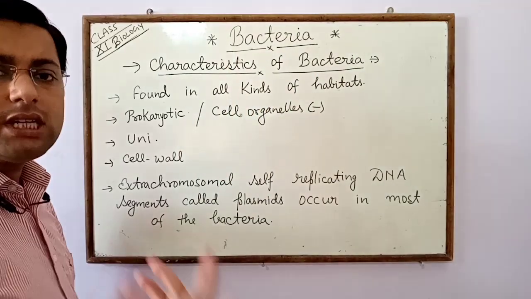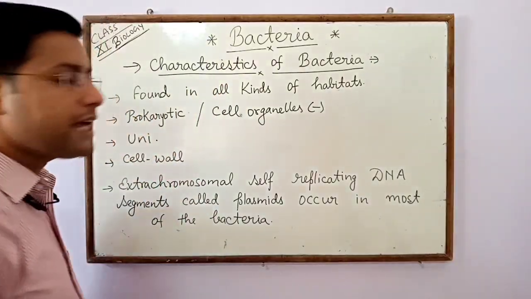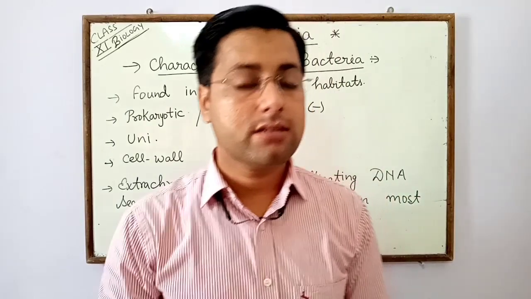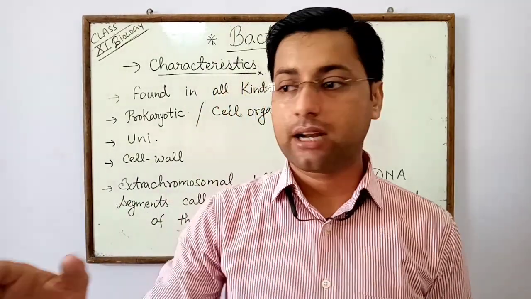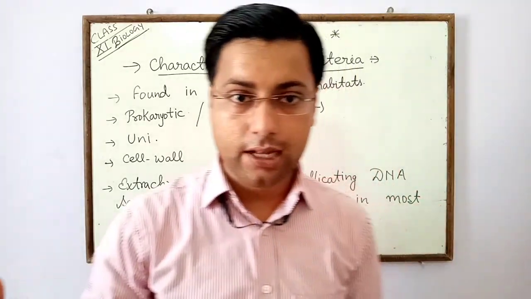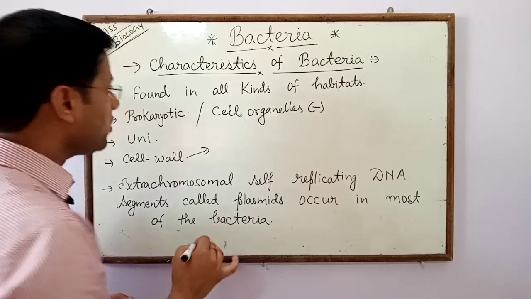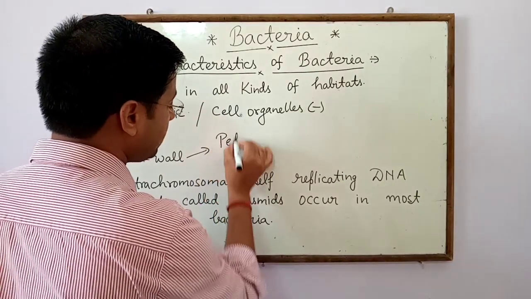Next, they are unicellular organisms because they are made up of a single cell. After that, cell wall. Cell wall is present in the bacterial cell, but its chemical composition is different from the cell wall of plant cell and fungal cell. Especially the cell wall of the bacterial cell is made up of peptidoglycan.